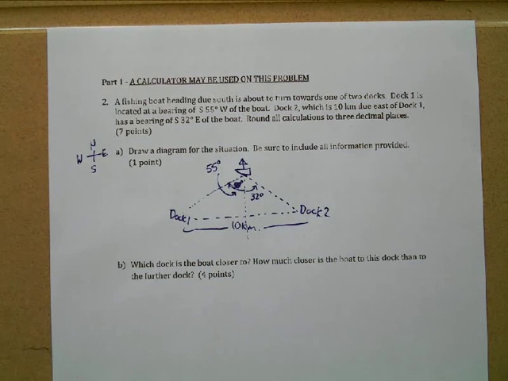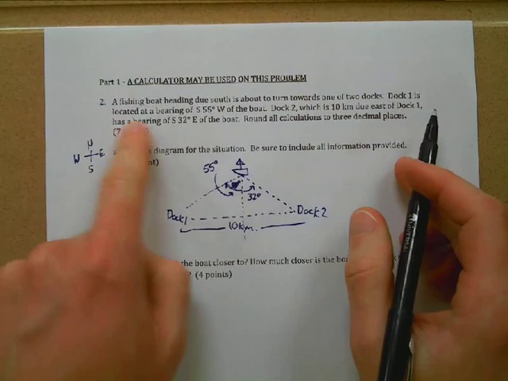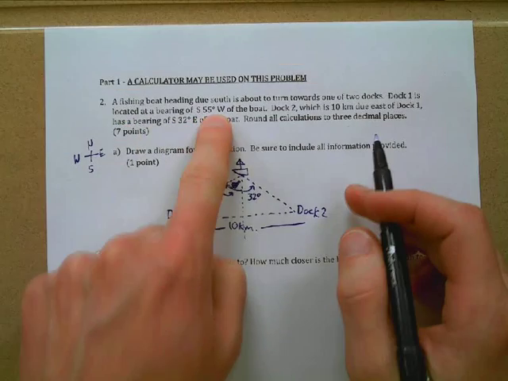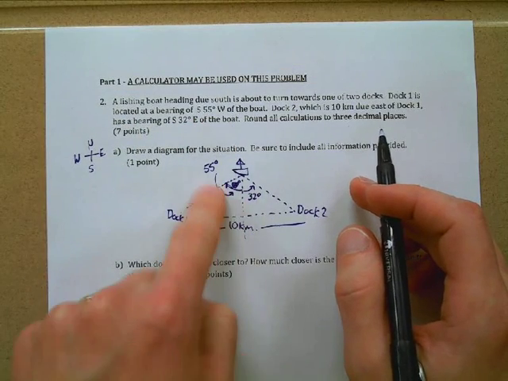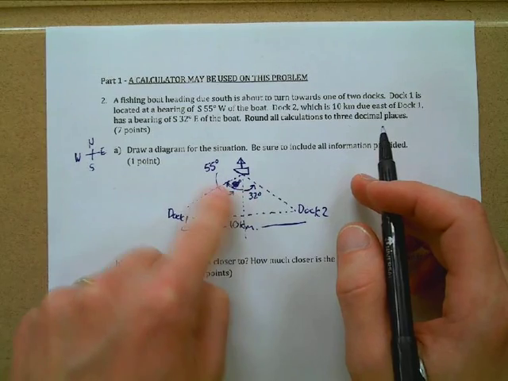Right. And so there's our diagram, right? We've taken care of all the information. Dock 1 is located at a bearing south, 55 degrees west of the boat. So south and then 55 degrees west. There's that from the boat there. So there's that 55 degrees. Okay. Dock 1 over here. And then dock 2, which is 10 kilometers due east. So you just go straight east from that dock 1, 10 kilometers. Has a bearing of south 32 degrees east. So there's our information, right?